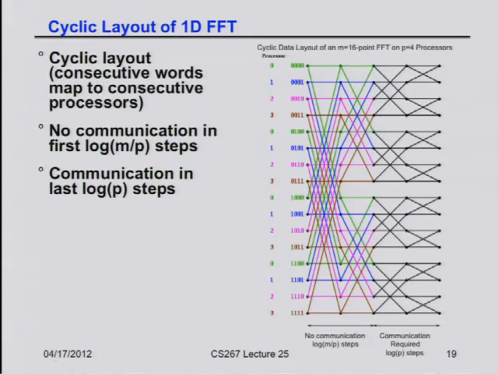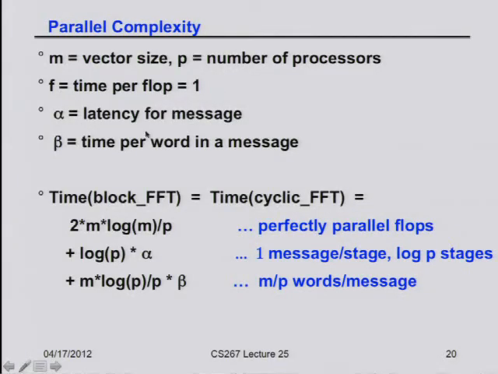But let me just write down a performance model for these two algorithms, because it's the same performance model for both of them, because they both have the property that they communicate for log p steps, and they don't communicate for log m over p. That's all I need to know to write down the cost. So let me write down the complexity, really simple. It's going to be vectors of size m, p processors. Assume everything's a power of 2 to keep it nice. F will be the time per flop. I'll assume that's 1. Alpha is the latency, and beta is the time per word in a message. So I'm going to do my usual latency bandwidth model.